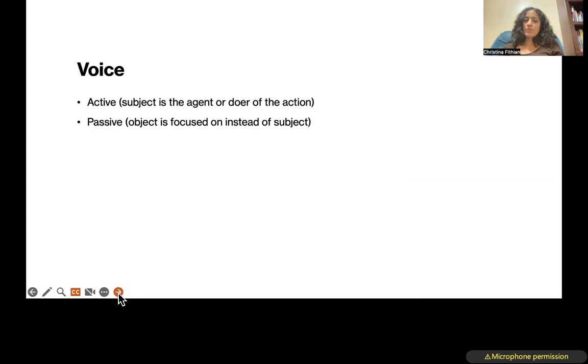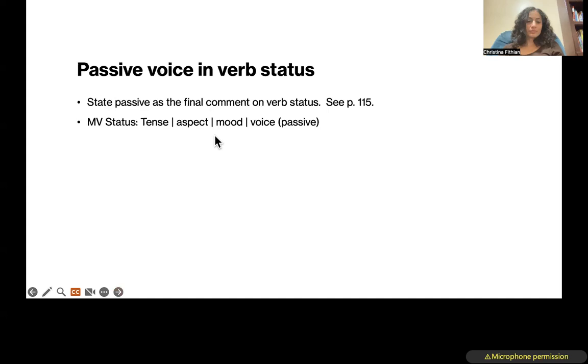So once again, just to recap on voice, we have active voice, where the subject is the agent or the doer of the action. And now we have introduced passive voice, where the object is focused on instead of the subject. Now, with passive voice, that's going to be the final comment in your verb status. It's going to come after mood, if you have any mood, interrogative or conditional. The very last thing you state is going to be passive. You're going to write that P-A-S-S, pass. You'll see an example of that on page 115 of the textbook pages I post.